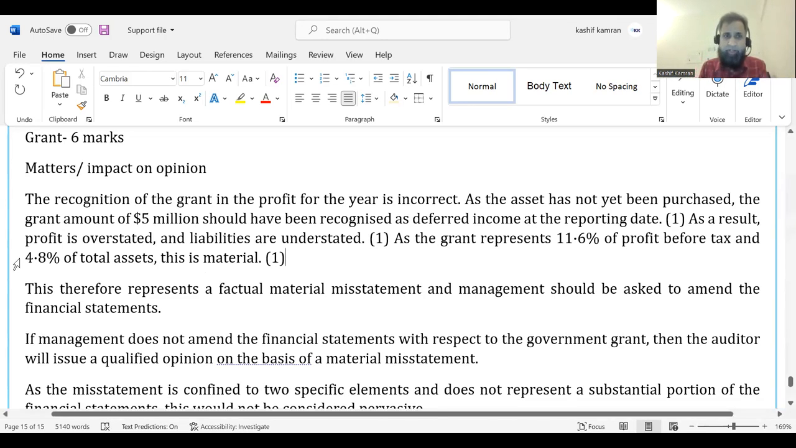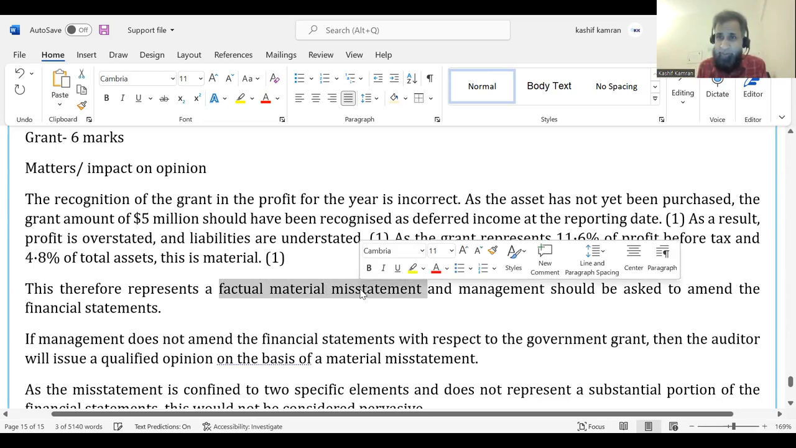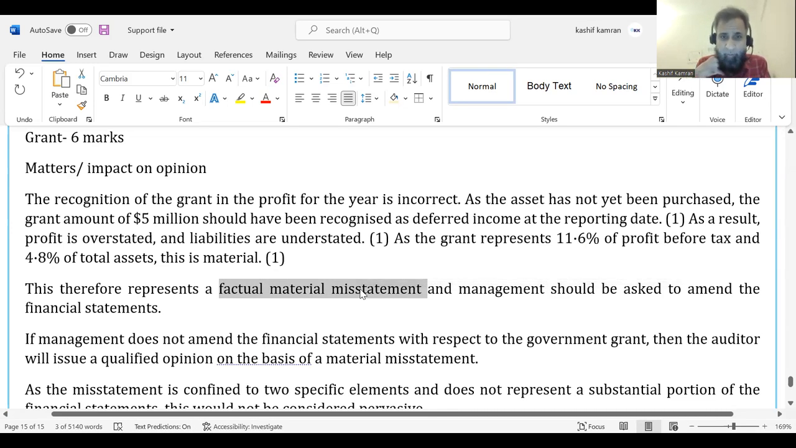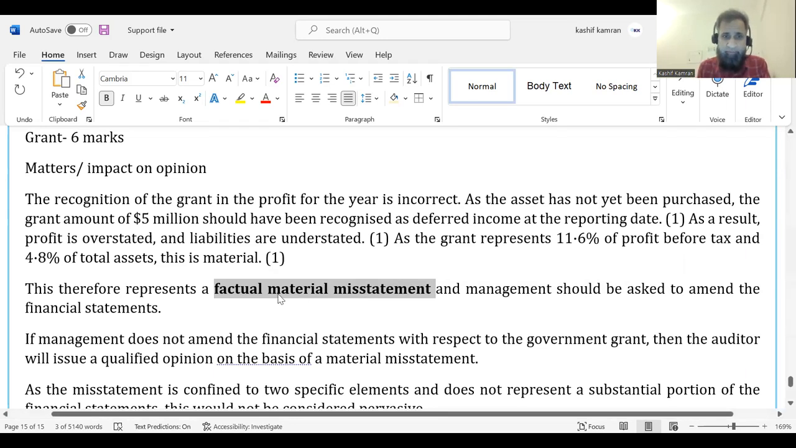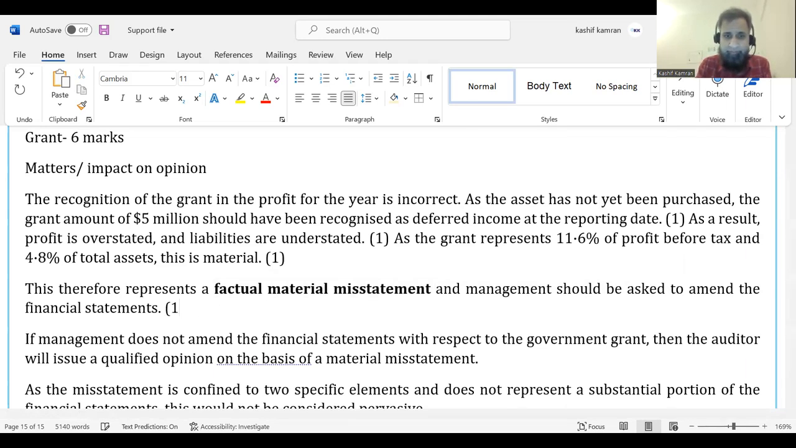Come to next. This therefore represents a factual misstatement and the management should be asked to amend. So should I ask management to amend the financial statement because it's a factual misstatement? What is a factual misstatement? When you have a clear breach of an accounting standard. When there is a clear breach of an accounting standard, it is known as a factual misstatement. So should I ask management to adjust the factual misstatement? 1 mark.